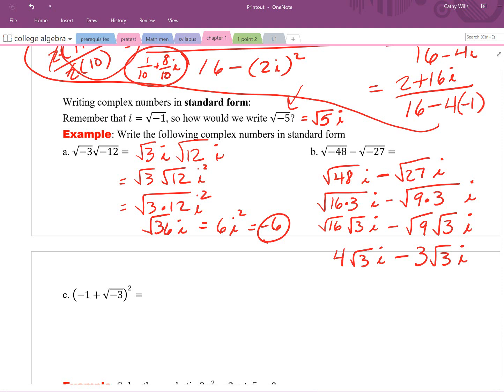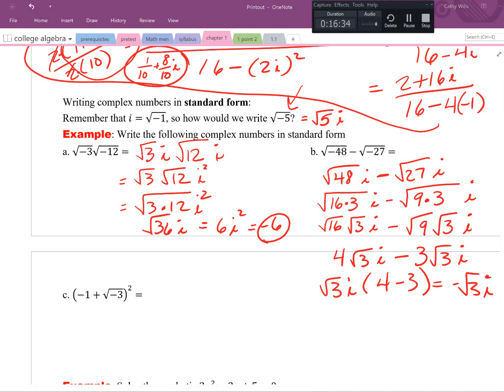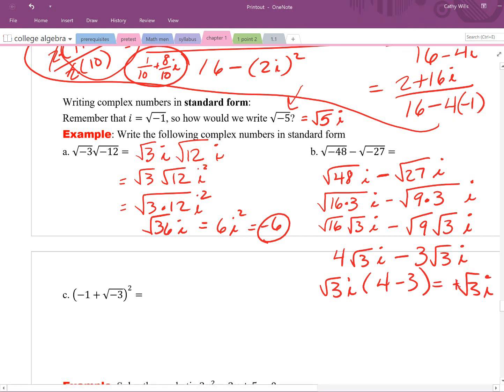You can factor out the square root of 3i. That's going to be 4 minus 3. So that's negative square root of 3i. Sorry, positive square root of 3i. 4 minus 3 is 1. You don't really have to factor out the square root of 3i, but I thought it might make it more clear to you. But 4 square root of 3i minus 3 square root of 3i is just 1 square root of 3i.